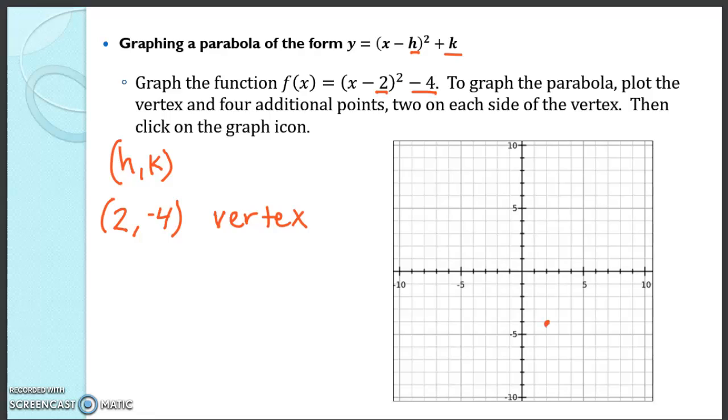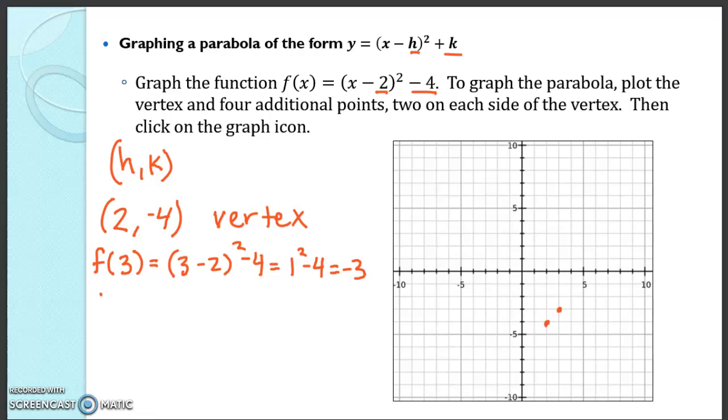Now to plot points on each side of the vertex, we're going to just plug in some numbers. So what's an x value to the right of 2? It is 3. So plug in 3 for x. We get (3 minus 2) squared minus 4, which is 1 squared minus 4, which is negative 3. So at x is 3, we have our y value at negative 3.